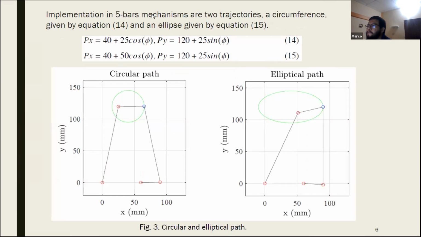Implementation in the 5-bar mechanism: two trajectories, a circumference, equation 14, and an ellipse, equation 15, and the figure shows the circular and elliptical paths.